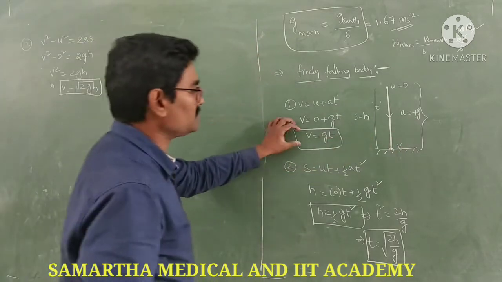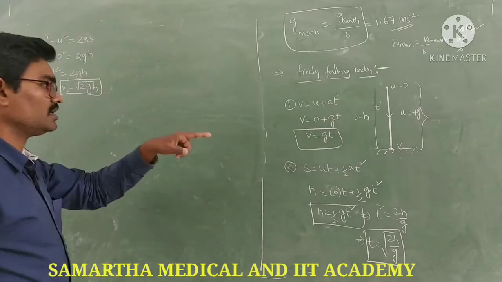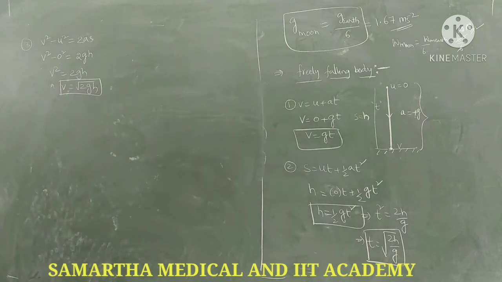If you know the time, you can calculate using v equal to gt. If you don't know the time, if you know only h, you can use this formula: v equal to root 2gh. That is the velocity with which it hits the ground.